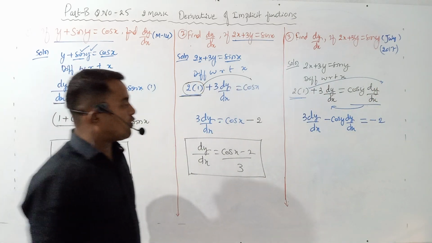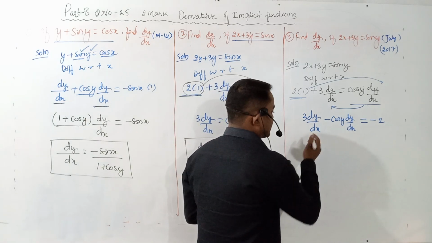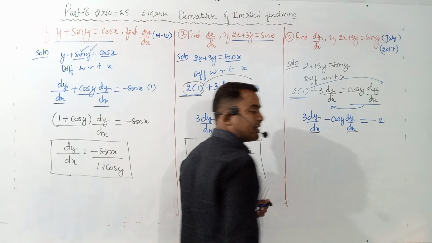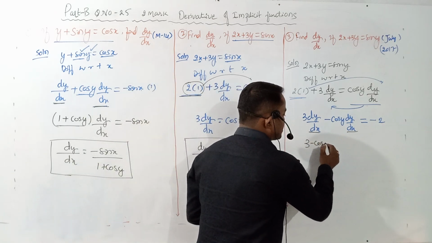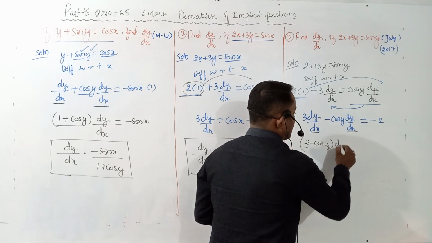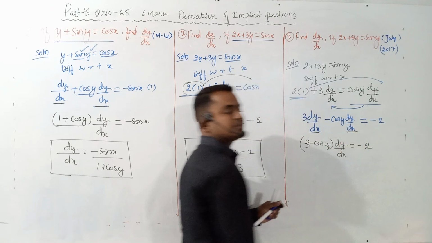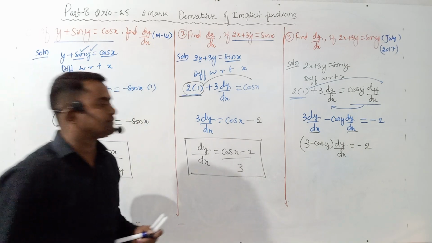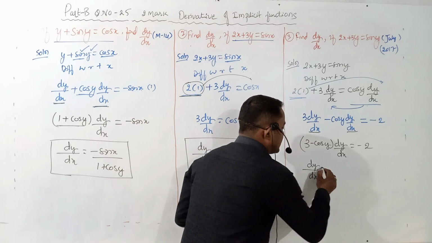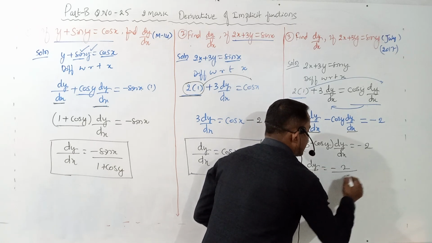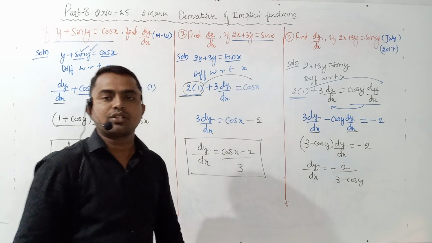Now what is common here? dy by dx is common. Write 3 minus cos y, times dy by dx, is equal to minus 2. Now dy by dx is equal to minus 2 divided by 3 minus cos y.